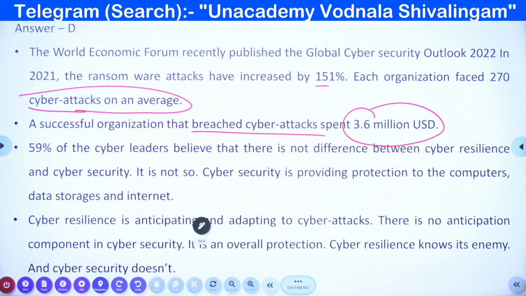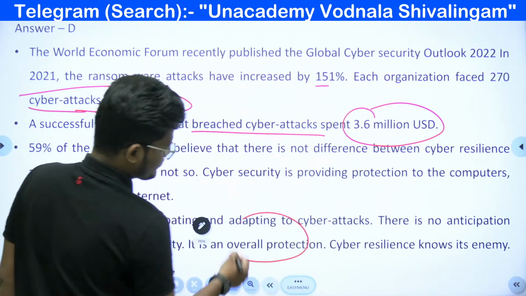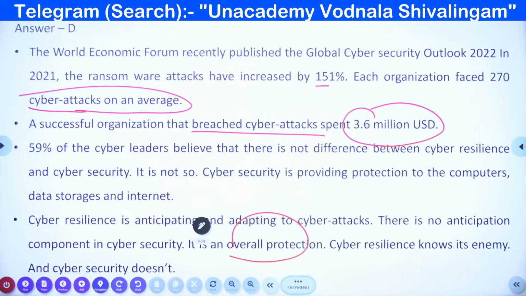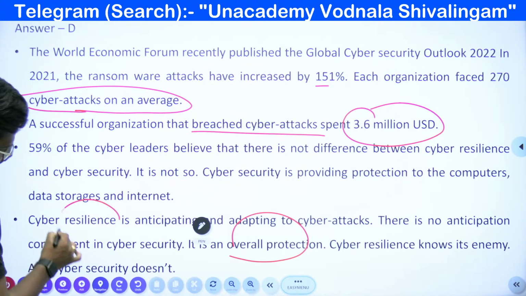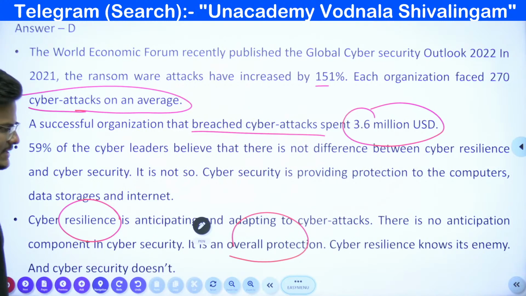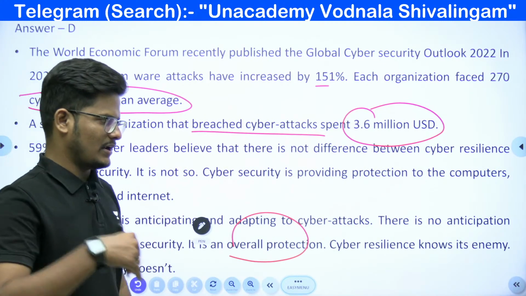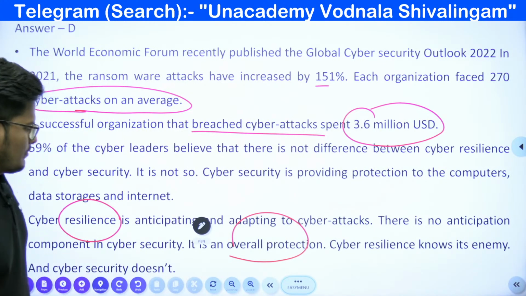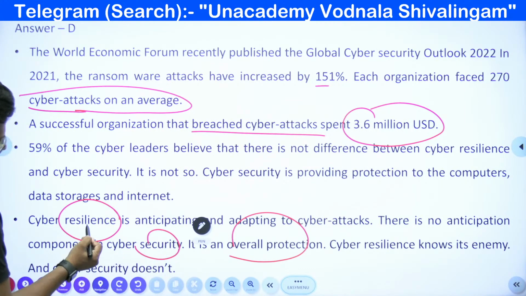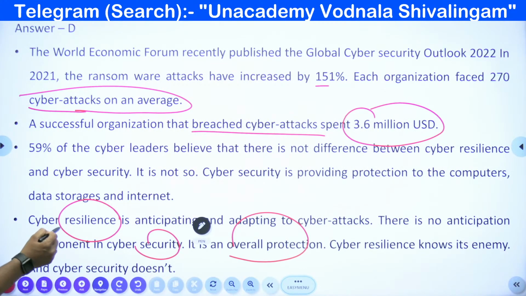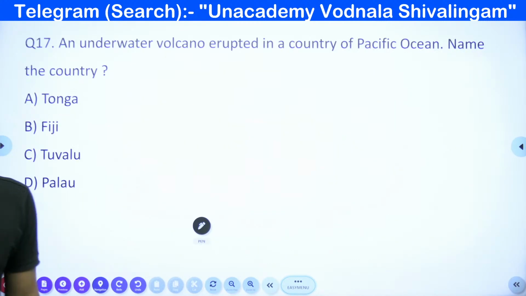Cyber resilience is anticipating and adapting to cyber attacks. There is no anticipation component in cyber security; it's just overall protection. Cyber resilience knows its enemy. Resilience means we can estimate who is doing this activity and take precautionary measures before it happens. Cyber security doesn't have this resilience power. We have to build it to anticipate who is going to attack our organization.